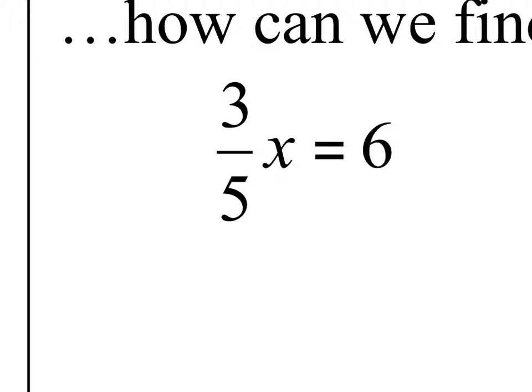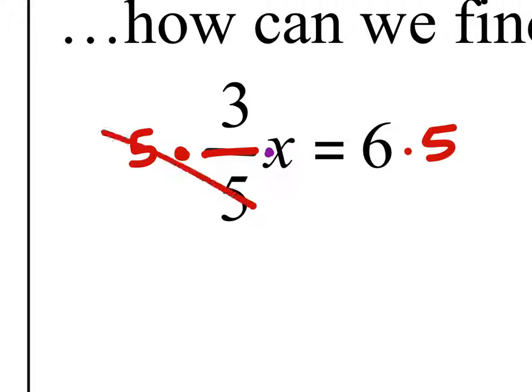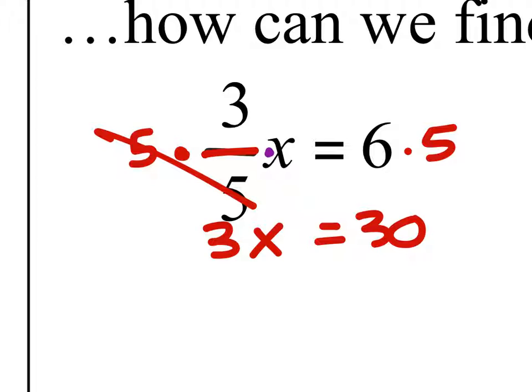So right here we got 3 over 5 times the x equals 6. So there's a problem right here. First we got this division, and then we also got multiplication. Now for me, I really hate the division part of that. So I will use the inverse of division by multiplying both sides by good old 5. See, now the 5's will cancel out. I'm left with this 3x equals 30. That's great, because now I've gotten rid of the fraction.